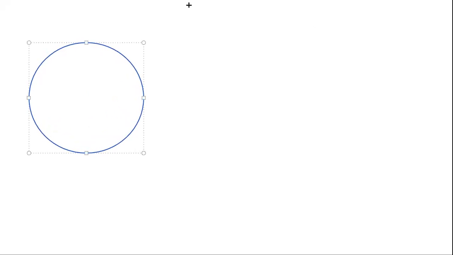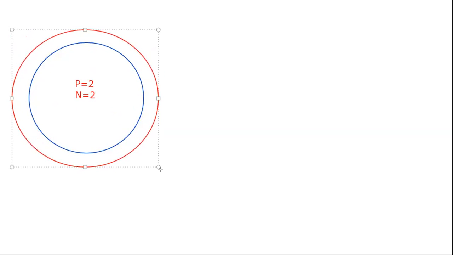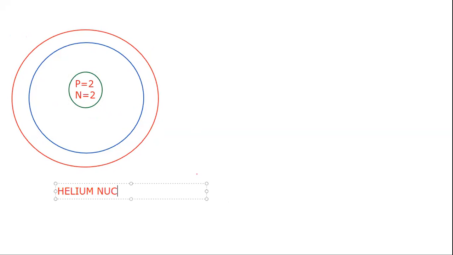Here we will see some diagrams. Now, students, I am going to draw the helium nuclei. Here are two protons present, while two neutrons are present inside the nucleus. This is your helium nuclei.